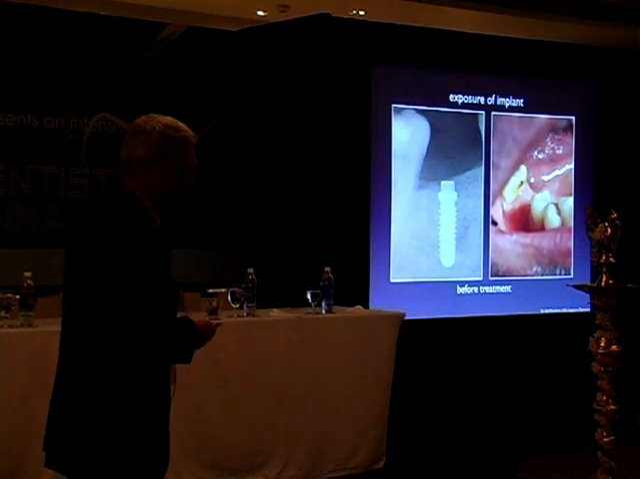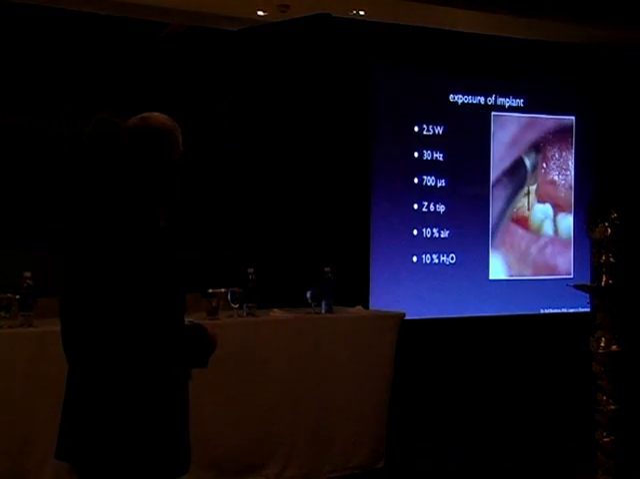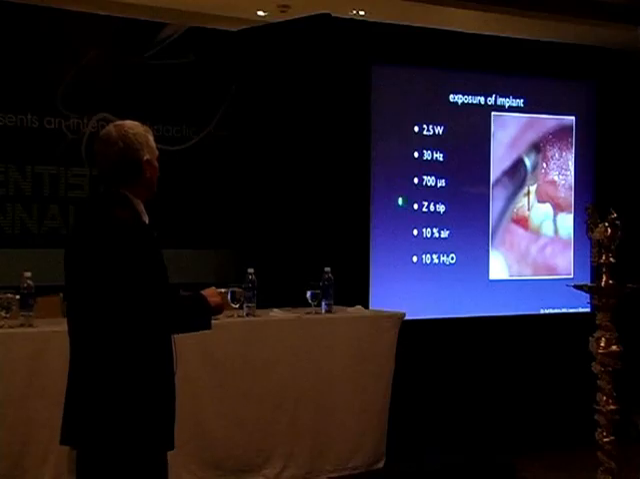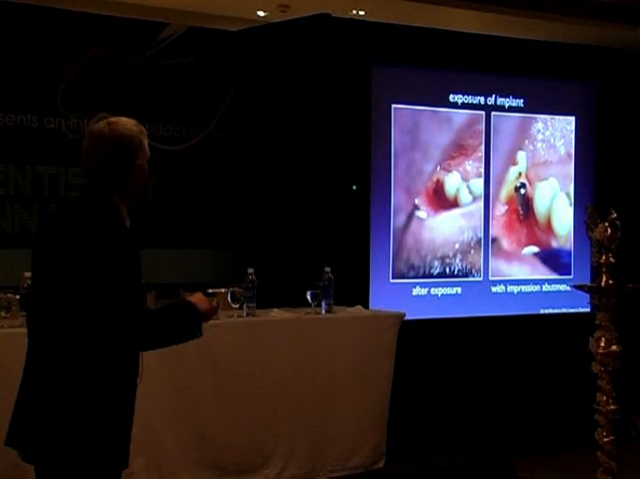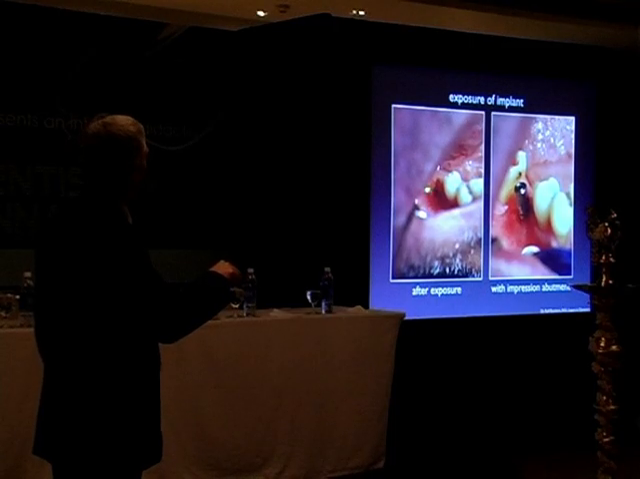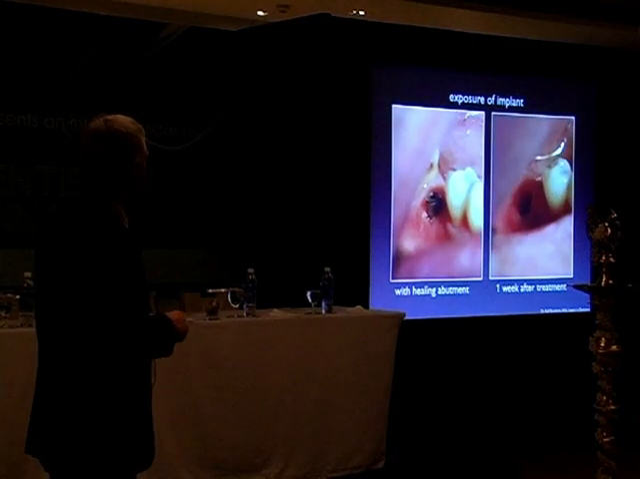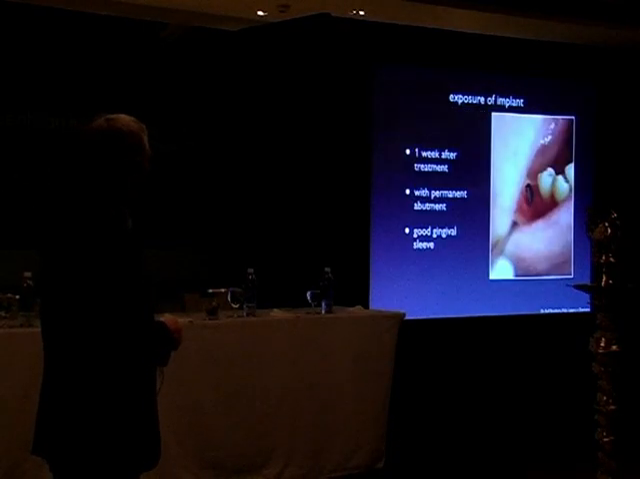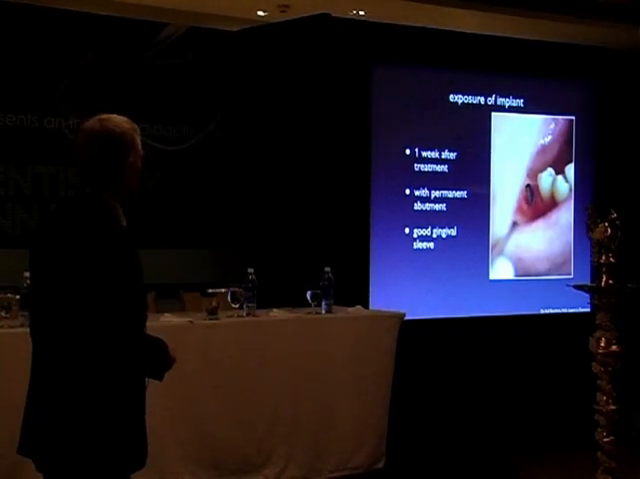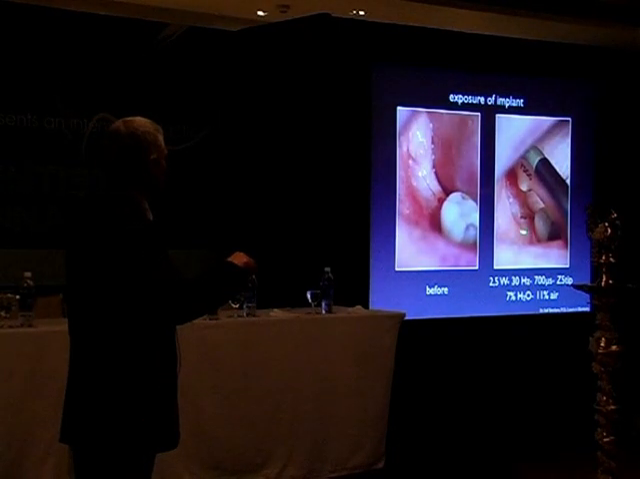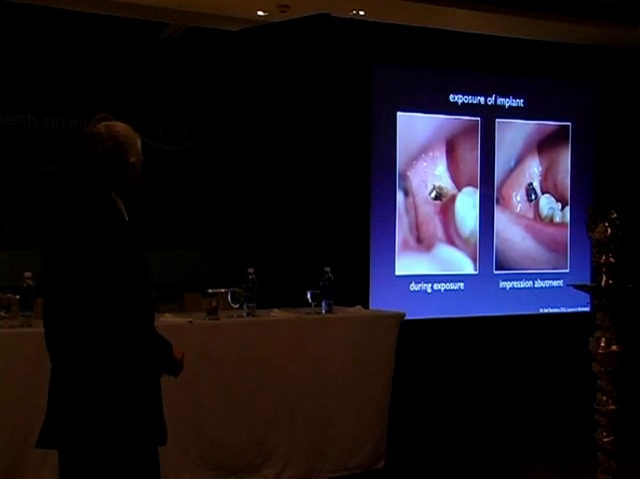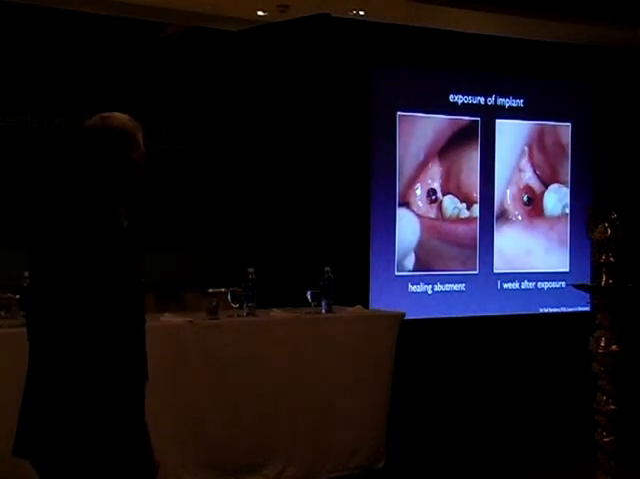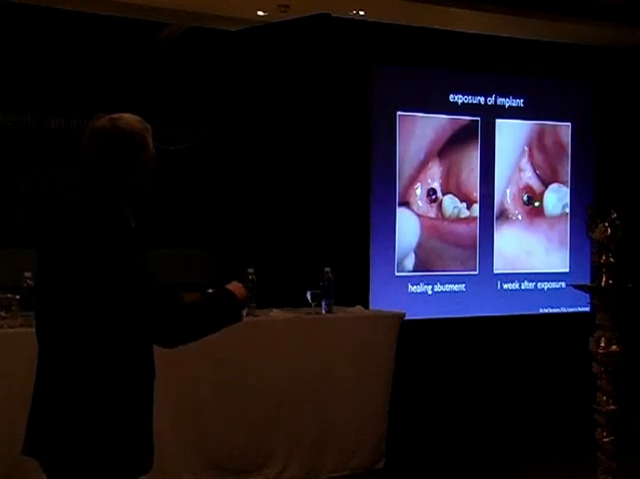So exposure of implants, first done with an erbium chromium YSGG laser. This is before treatment. This is the treatment, and because you are treating soft tissues, you are using a long pulse. You just remove the gingiva upon the screw. This is with impression abutment, with healing abutment, and 1 week after surgery, it looks already very nice. This is 1 week later. Next case, you start removing the tissue from the cap. This is during exposure, directly after exposure with impression abutment, with healing abutment, and 1 week after exposure.